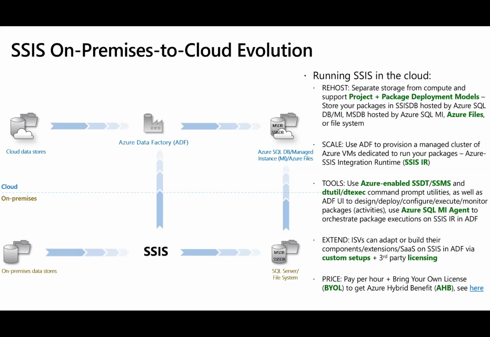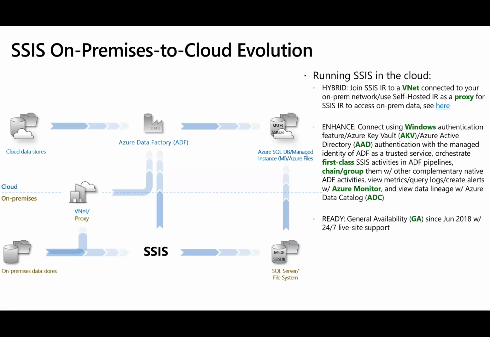Okay. Next, once you have your SSIS in ADF, you can still connect to your data stores on premises. There are two ways to do it. One is through a VNet injection, so you can join your SSIS into a VNet connected to your on-prem network. And if that is not the solution you want, you can use a gateway, what we call a self-hosted IR, which can be used as a proxy for SSIS.